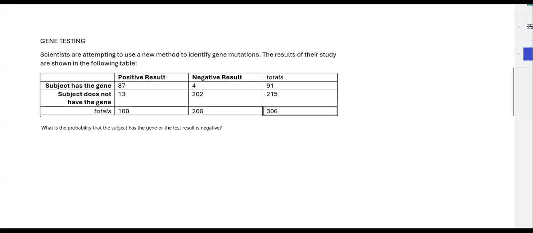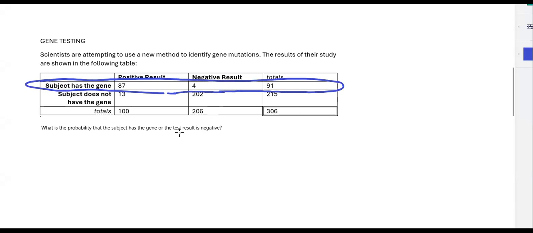Okay, so here's our next one. What is the probability that the subject has the gene or the test result is negative? The subject could have the gene, so it could be anybody in this row. Or the test result could be negative, so it could be anybody in this column. It said or. It didn't say and. It didn't say it has to be both things at the same time. It could be either or both.